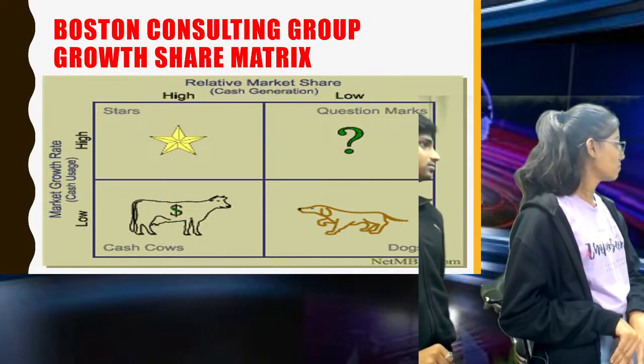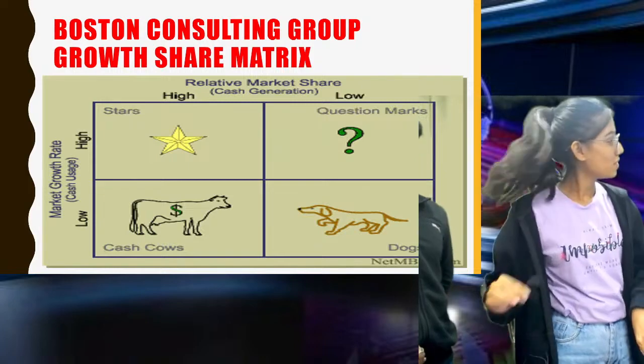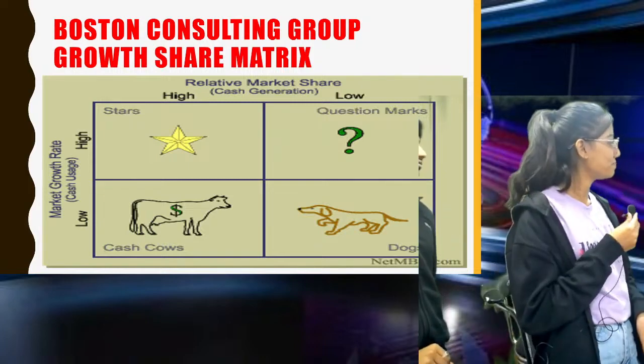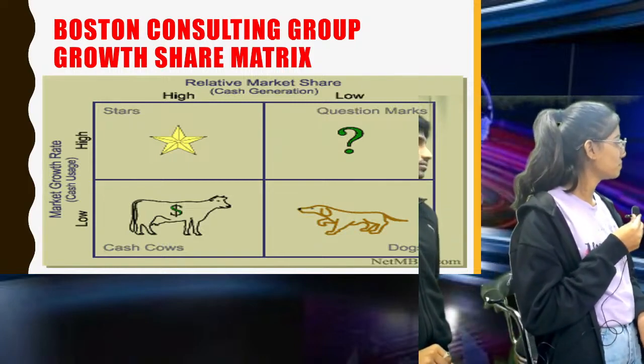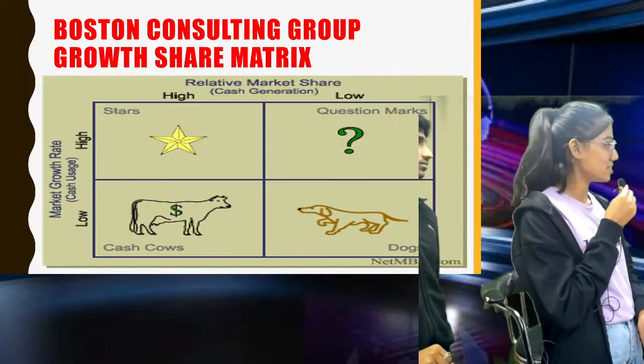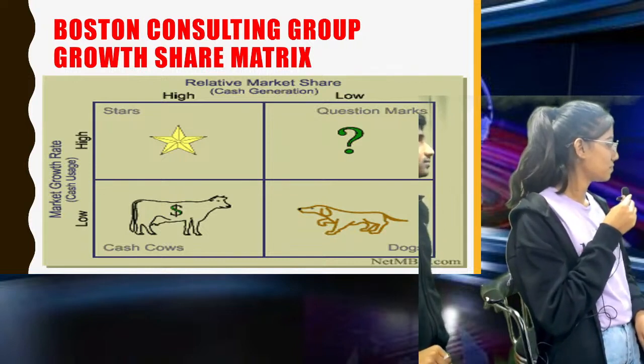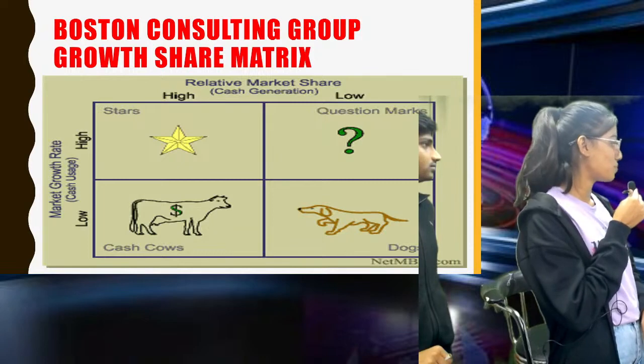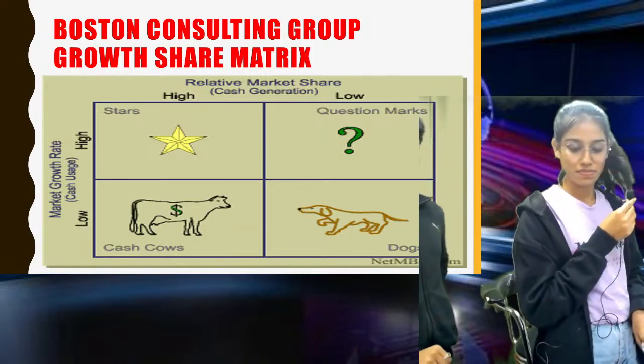We start with, take the mic. First example is OTT only. Market is increasing or decreasing? Increasing. Increasing market. Okay. So it is possible where? Star and question mark. Only two. You can tick there. Take pen.